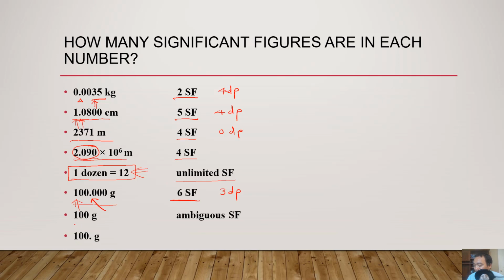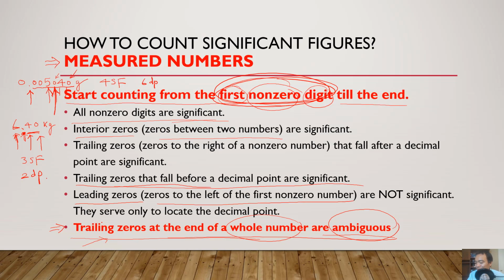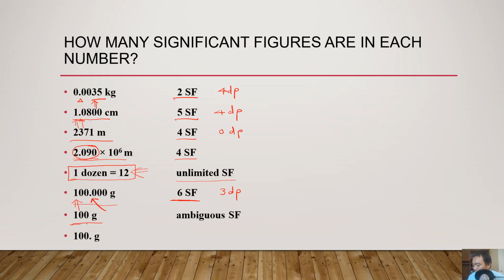All right. Now look at the next number. You might jump to the conclusion, oh yeah, that's easy, that's grams, that's a measure number. Yes, it is a measure number, but this is a special type of measure number. Let's look at the previous slide. Look at the last sentence. The trailing zeros at the end of the whole number are ambiguous. So that's a whole number in this 100 grams, and you have trailing zeros over here. So the number of sig figs is ambiguous.